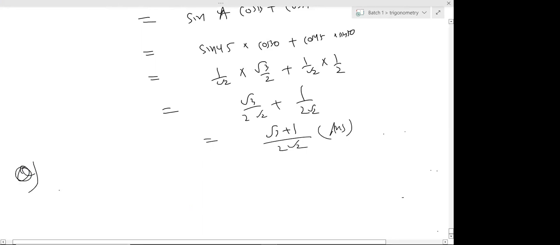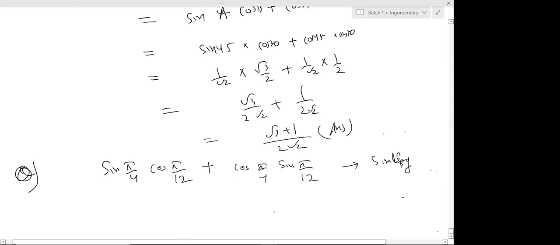Very easy question. Sin pi by 4 into cos pi by 12 plus cos pi by 4 into sin pi by 12. The question says simplify. All right. Try to simplify this quantity.